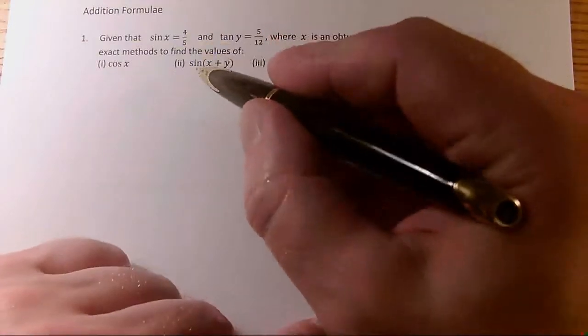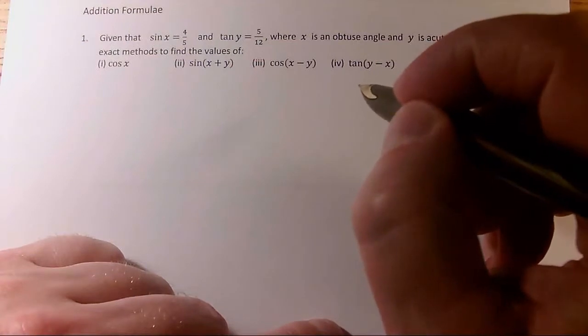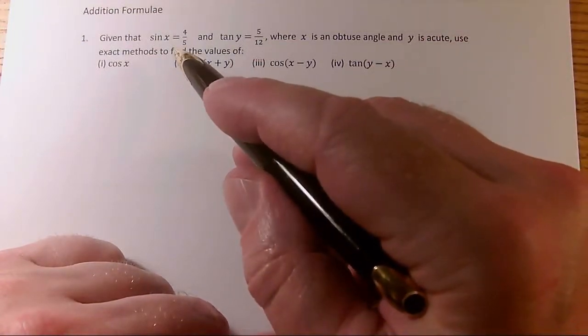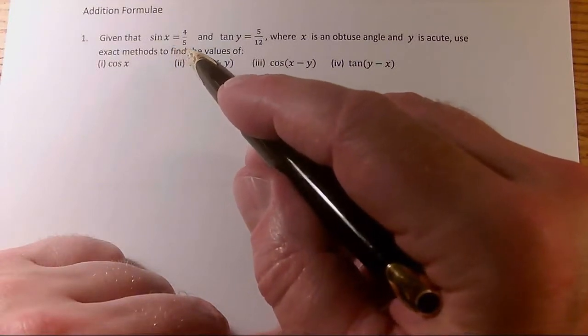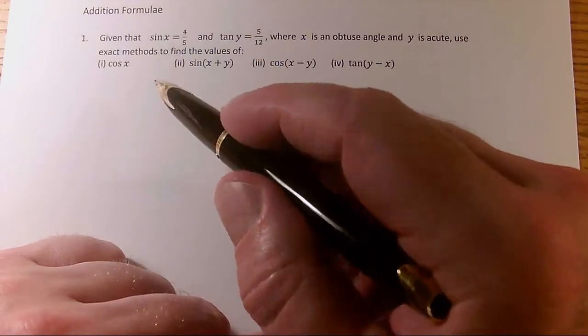Okay, we start with some information about angles x and y, and we've got to find out all of these other things about x and y. And what we're not allowed to do is think we can find x by an approach that starts with doing an inverse sine of 4/5, because we have to use exact methods.